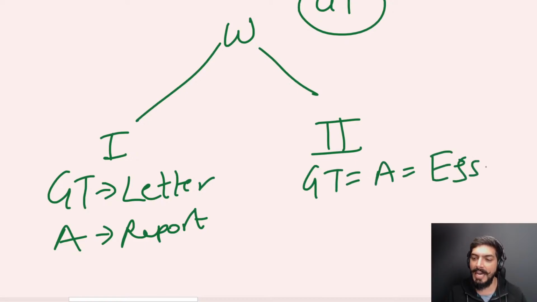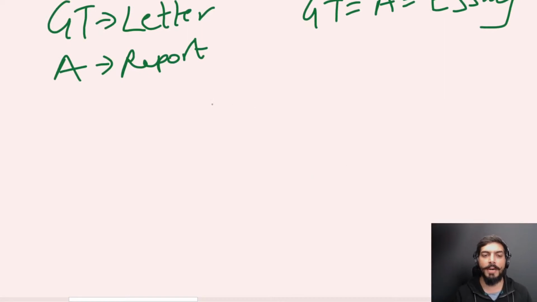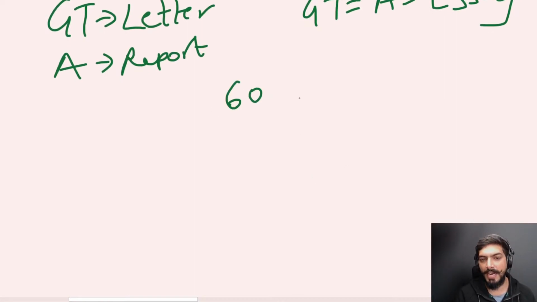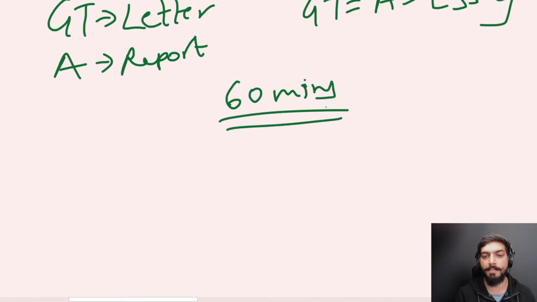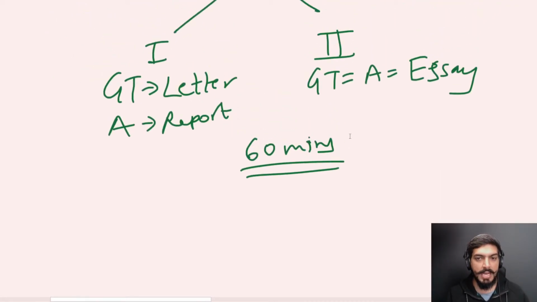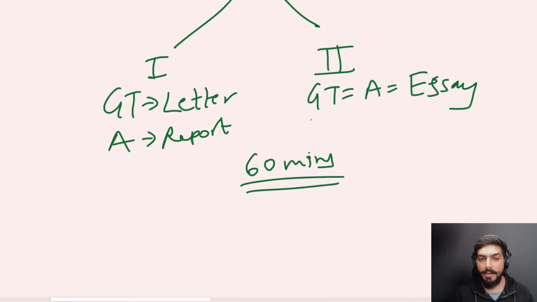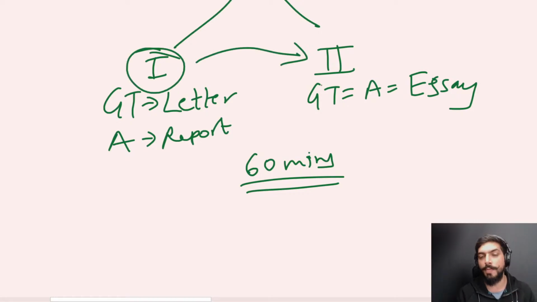You have to write a single essay, and together, that is either a letter or a report and an essay, they form a 60-minute task. You are given 60 minutes. You have to finish both tasks in 60 minutes. It's not necessary that you do the first one first and then the second one. You can choose anything. You can even start with part 1, then move to part 2 and then come back to part 1. That is okay. My request is to go with part 2. This is a tip, you can write it down. We should always go with part 2 first.